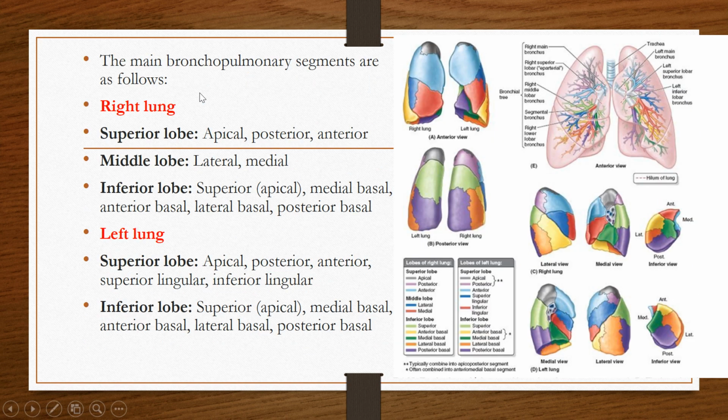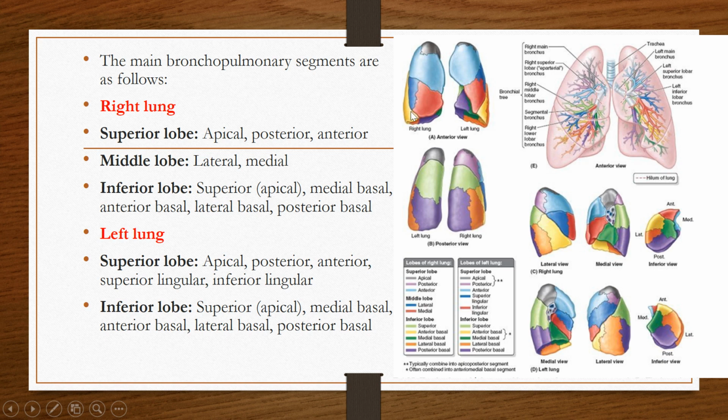See here, the main bronchopulmonary segments are as follows. In the right lung, we have 10 bronchopulmonary segments. 3 bronchopulmonary segments are present in the superior lobe. One segment is called the apical segment, another is called anterior, and there will be a posterior segment also. In the middle lobe, we have 2 segments. See here, this is the medial segment and this is the lateral segment.